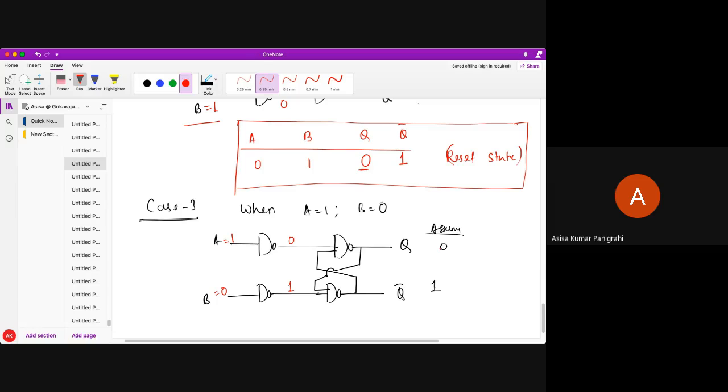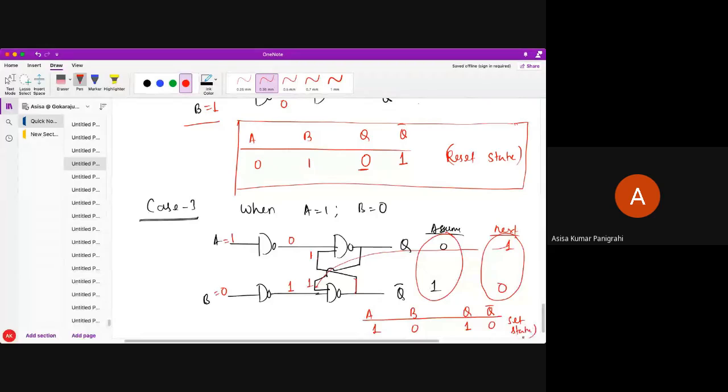Now this 1 is fed back to here. So this is 0 and 1, output 1. Next state will be 1. Now 1 is fed back to here. So 1 and 1 is 0. So what is happening here? Initially I have 0 1. Now it makes my Q to 1. So if A, B are 1 and 0, Q and Q bar, it just makes my Q to 1. So this is called set. It's just setting my output. This is called the set state of the memory element.